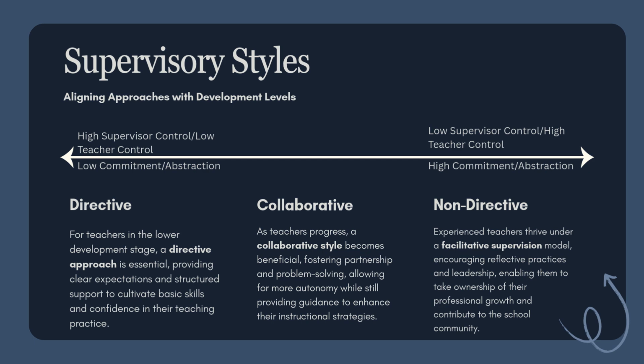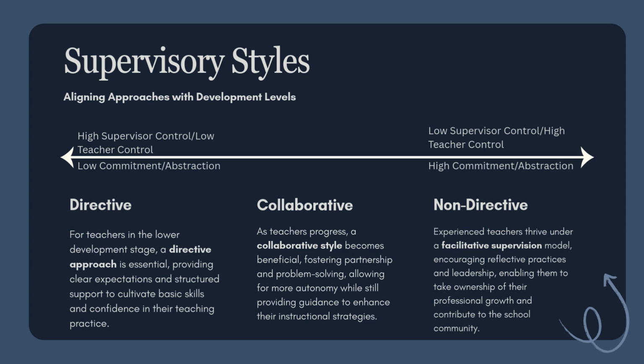A teacher with a very low level of commitment and abstraction is going to need a lot of help from us. So that's going to be the directive approach. This is at the lower development level. They have a very low level of commitment. Everything is the student's fault. They have a really hard time with their abstraction level and problem solving, so they're going to need a lot of help from us. This is going to be a direct approach. We're going to provide clear expectations and structure our support. They're going to need a lot of basic skills, and they're going to need a lot of confidence.